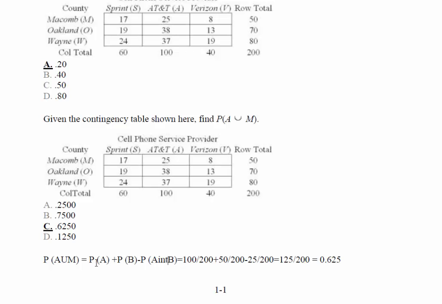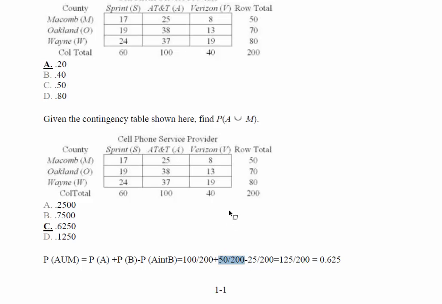So P(A) in this case is what? That is people using AT&T, so P(A) is 100 out of 200 people. And P(B) in this case, B is M, Macomb County. How many people are from Macomb County? We have 50 people, 50 out of 200. So P(B) equals 50 over 200.